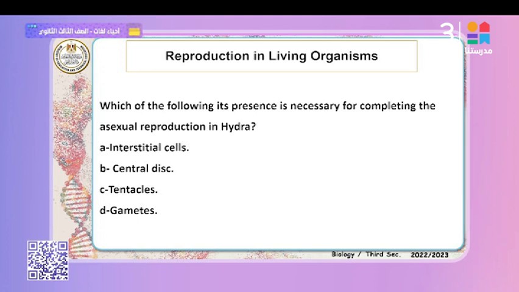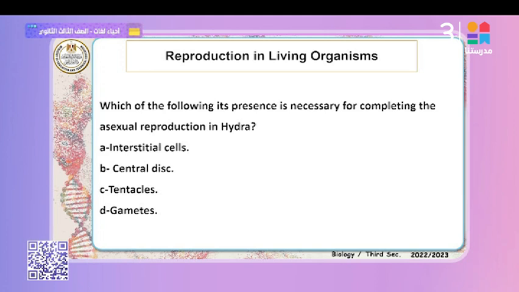So interstitial cells play an important role in asexual reproduction in Hydra. Pay attention, please, dear students. The difference between the interstitial cells in Hydra and the interstitial cells found in the human being, we will discuss, inshallah, in the next questions. So the best answer: interstitial cells.